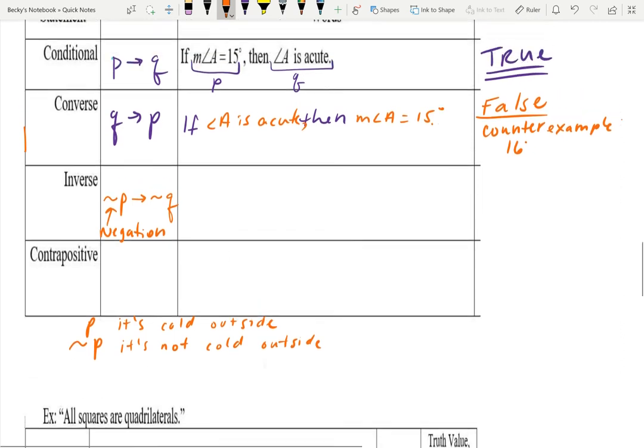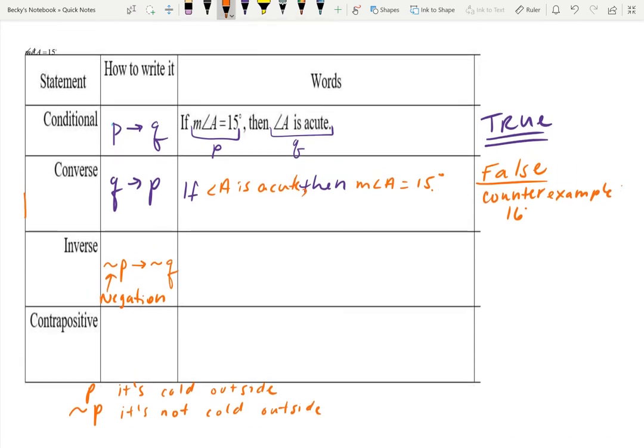So let's go back up here. The P, the hypothesis, is angle A is 15 degrees. So we're going to say if the measure of angle A is not 15 degrees, now we're going to take the negation also of the Q, then the measure of angle A is not acute. You don't change it to obtuse. You just say not or isn't. And this is called the inverse.